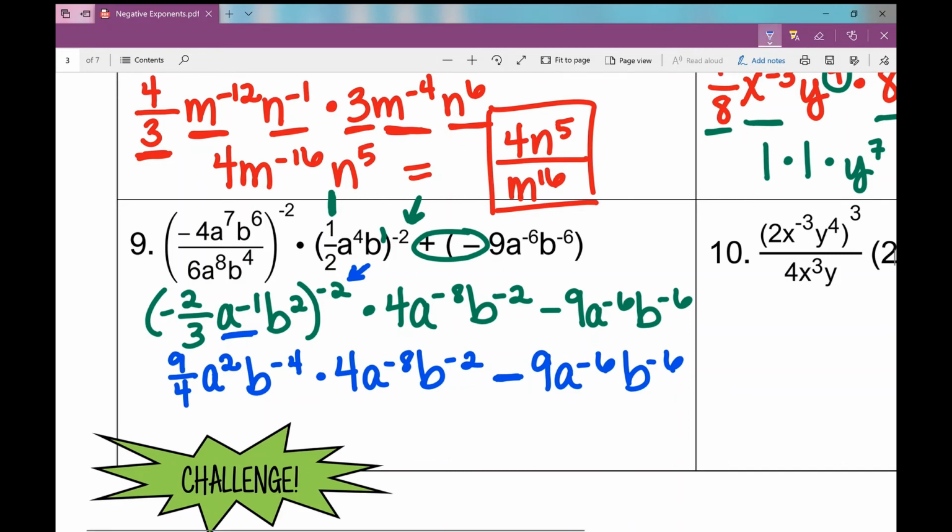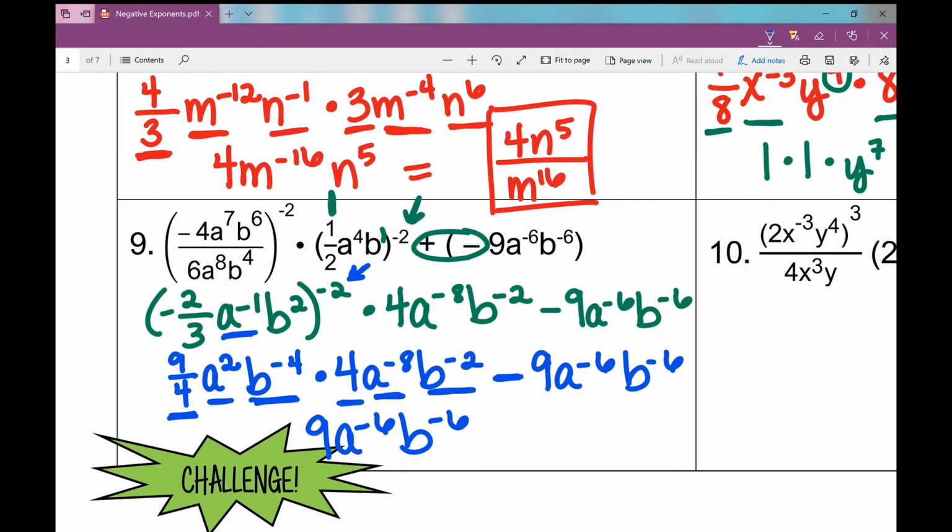Doesn't always happen, but a lot of times it does. So I'm multiplying these two terms right here. The first thing I need to do is multiply my numbers. 9/4 times 4 is what? 9. Now let's apply my product rule to the variables and their exponents. A's first, one variable at a time. 2 and negative 8, what does that combine to? Negative 6. Now let's look at the b's. Negative 4 and negative 2, negative 6.